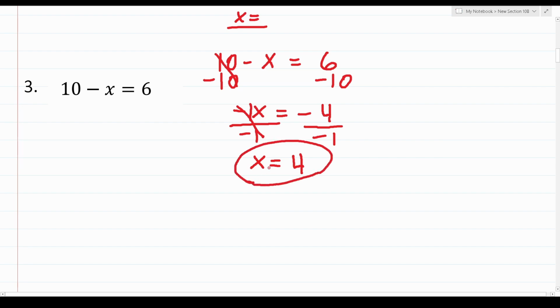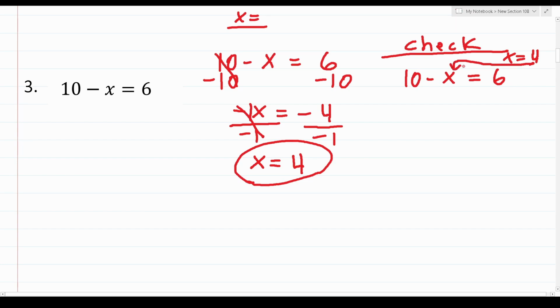So technically we're done. That said, I still want to check our answers for these first few problems until we get the hang of them. Again, let's go ahead and quickly check our work. Let's copy over the original equation. Again, the original equation was 10 minus x equals 6. We now know that x should be 4 if we did our work correctly. So let's go ahead and put 4 in for x.